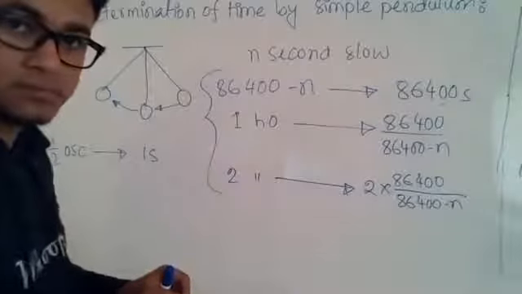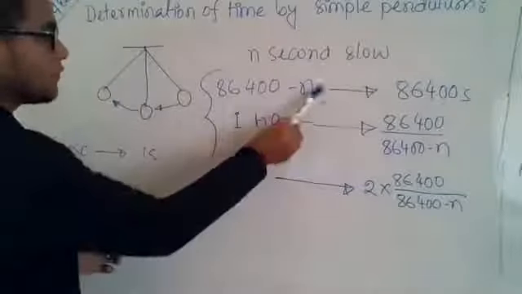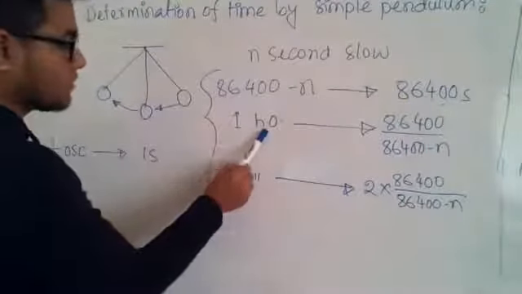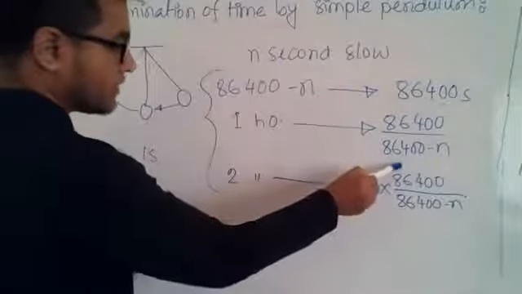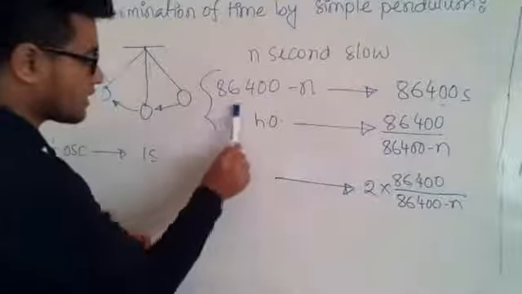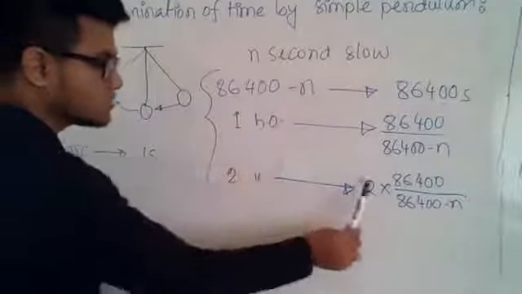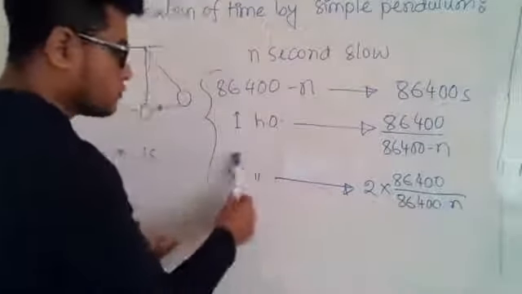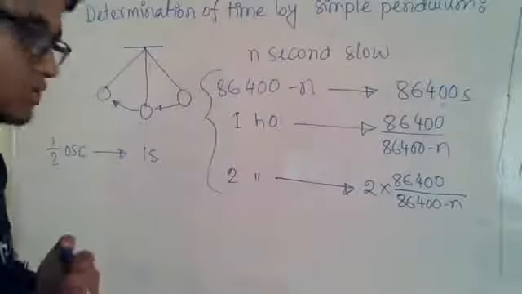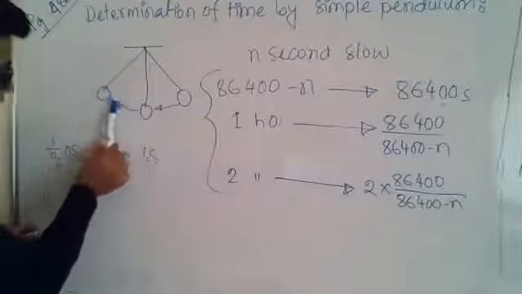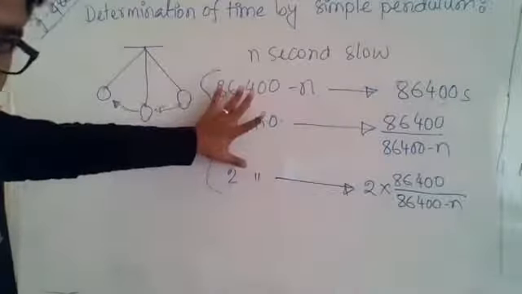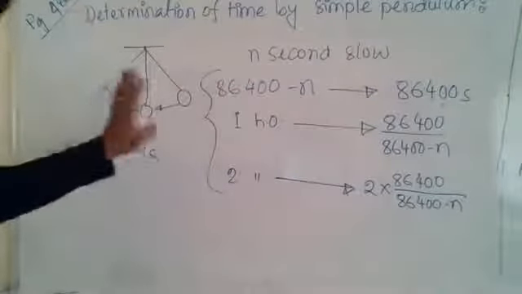Now this number of half oscillations is completed in this amount of time. So one half oscillation is completed in this amount of time, so it will be divided here. Now two half oscillations will be completed in double the time, right? One half oscillation, this one; two half oscillations, two times this one. Now two half oscillations mean one complete oscillation. One half oscillation, another half oscillation, so one complete oscillation. Is this part clear?